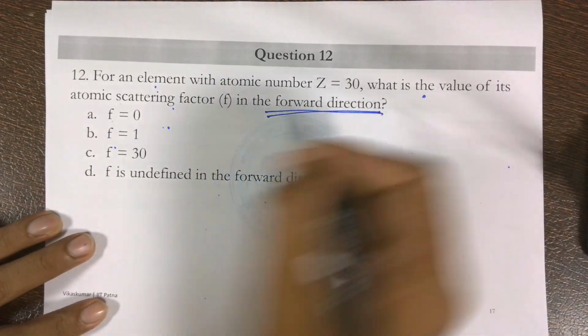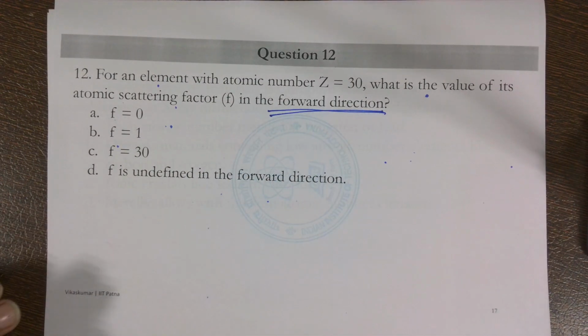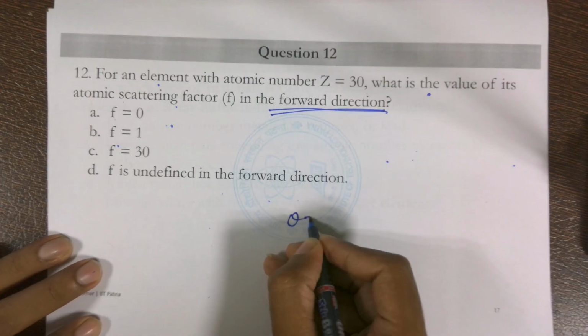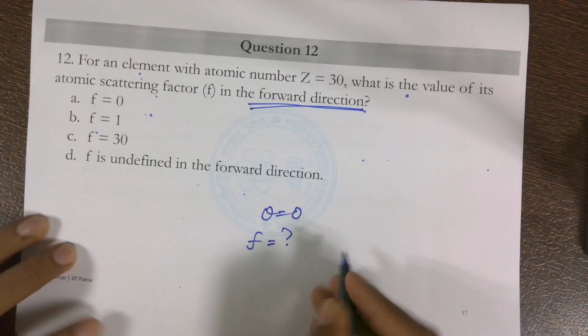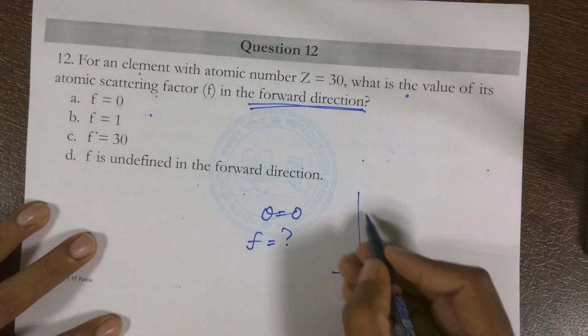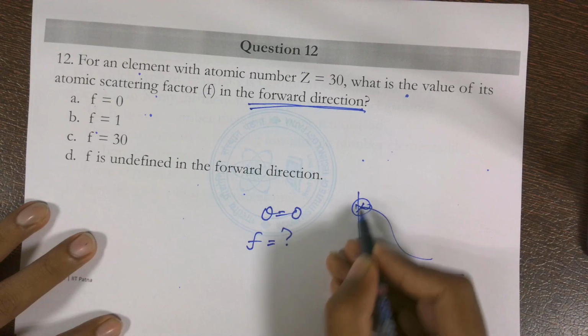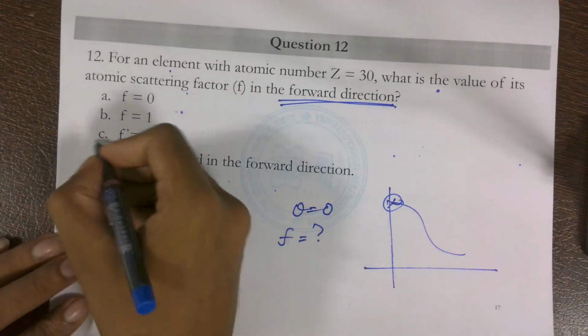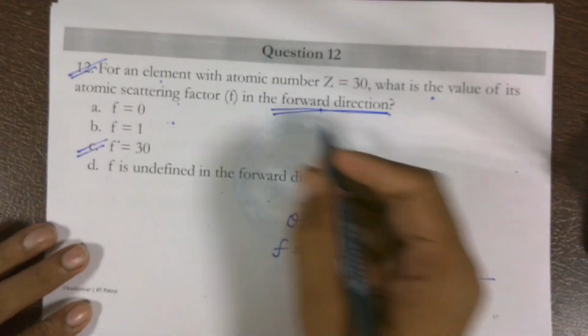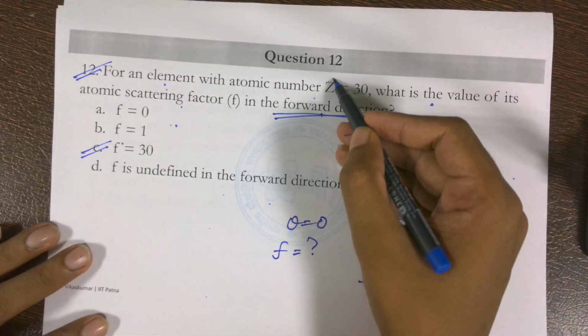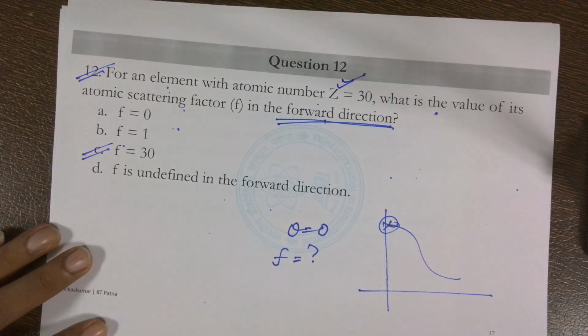The condition is given as the forward direction. Forward direction means theta is equal to 0. In that case, what is the value of F? So we are talking about this particular value. Yes, Ahmed, very good. The right answer is option C. When we talk about the forward direction, the atomic scattering factor will be equal to the atomic number. Right.